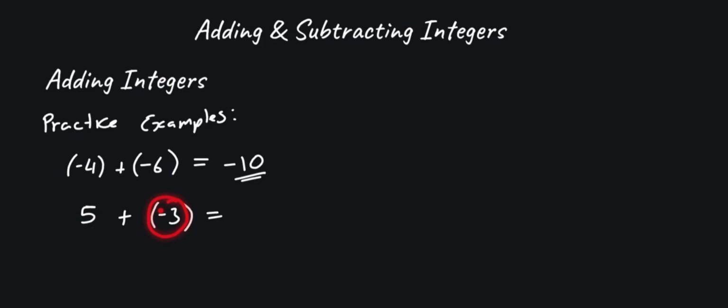What about 5 plus -3? If you see a 5, this means positive 5, right? And this here is -3. The signs are different, so we'll subtract them and keep the sign of the greater number. If we subtract, what do we get? 5 minus 3 is 2. Which number is greater, 3 or 5? Well, 5 is greater. And what's the sign of 5? Well, it's positive. So our answer is 2.